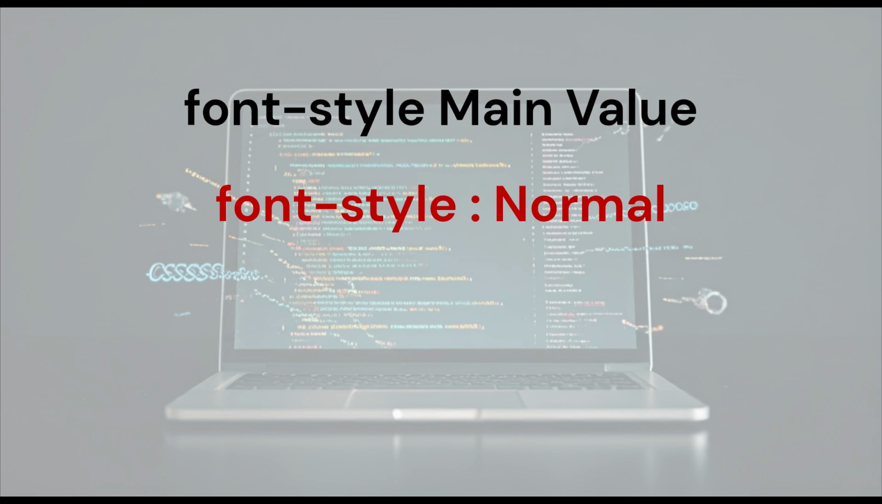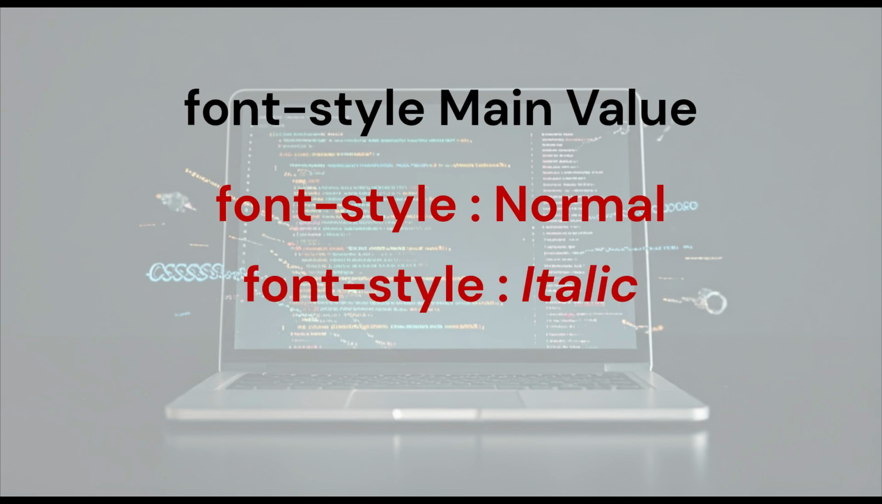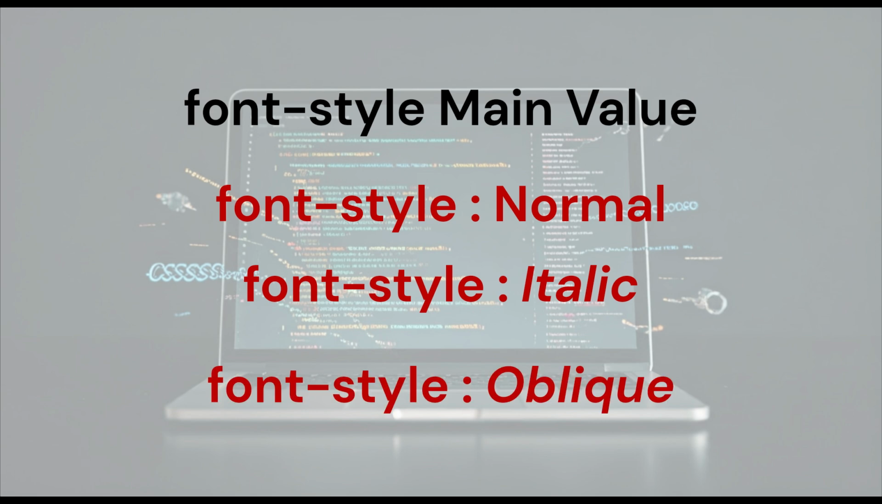You usually don't need to explicitly set font-style: normal, unless you're overriding a previous style. Italic: this makes the text italicized. Italic text is slanted to the right. Oblique: this makes the text oblique. Oblique text is also slanted, similar to italic, but the degree of slant can vary depending on the font.